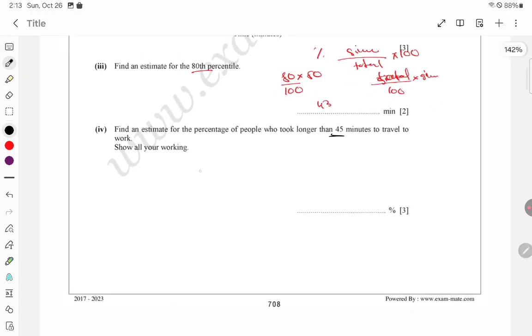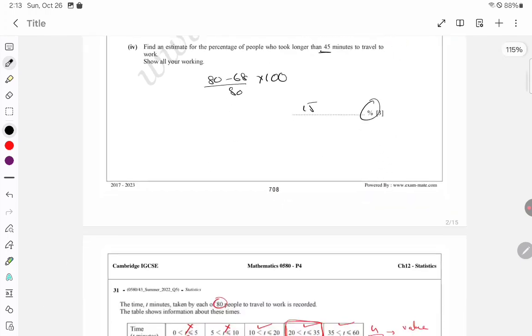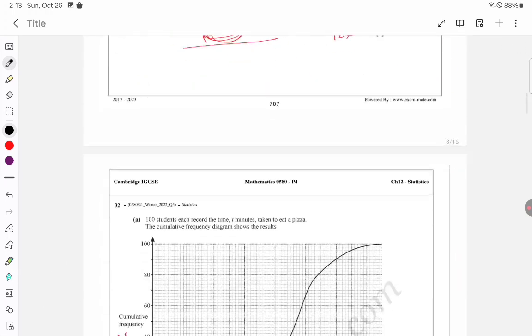So total minus 68, again divided by the total value, multiplied by 100. Now for the percentage, it will become 15%. This is the part 4 of question 31.